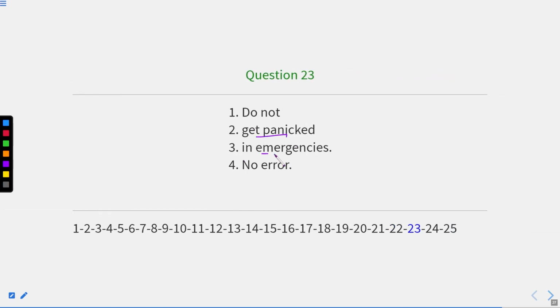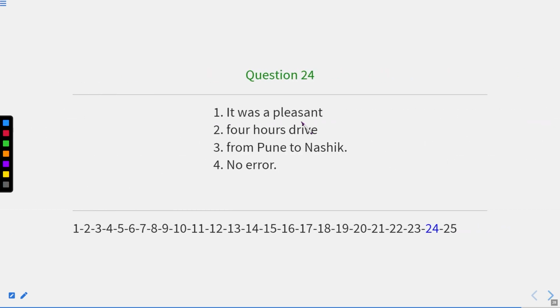Do not get panicked in emergencies. Now, do not get panicked, this is also correct. In emergencies, the entire sentence is correct. Therefore, the sentence contains no error. So the solution will be no error. Now let us move to the next one.